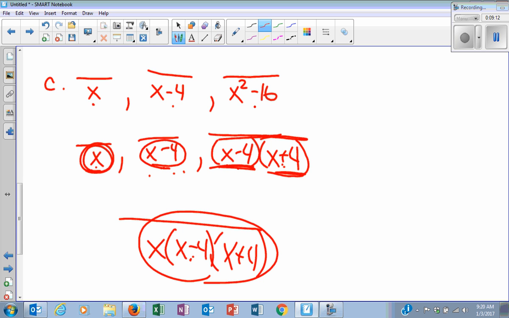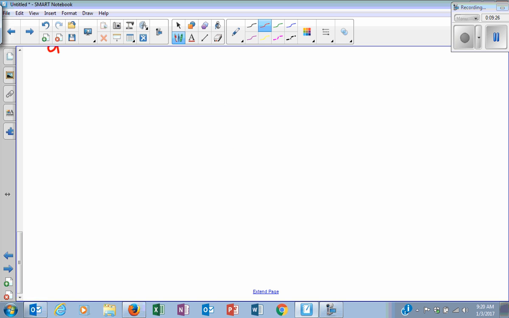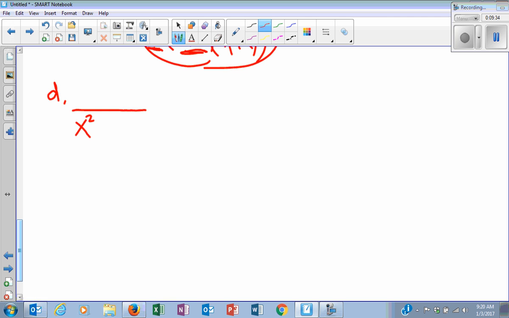And my restrictions would be x cannot equal 0, because that would make the denominator 0, 4, because that would make the denominator 0, or a negative 4. D. Again, all I care about really is the denominators with this style of problem.